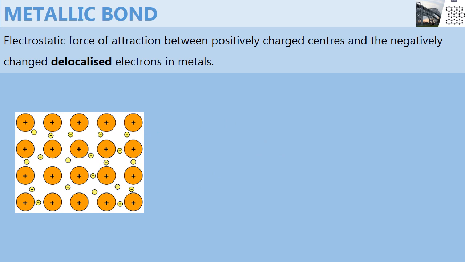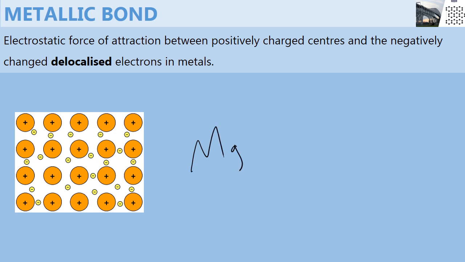For example, sodium has a positively charged center and one delocalized electron. So one electron in the outermost energy level is free to move about the metal structure. So we call it a delocalized electron.